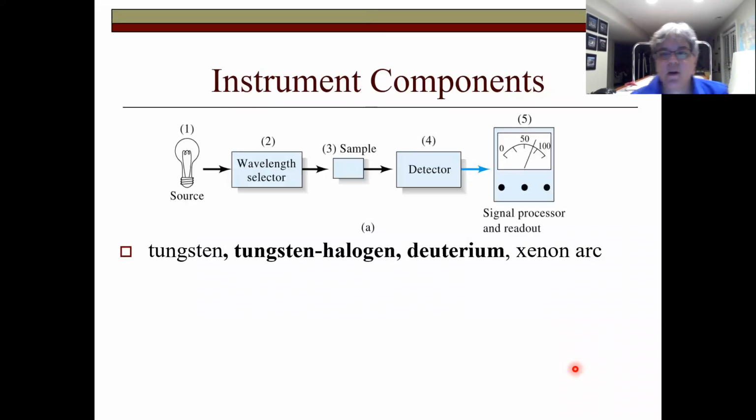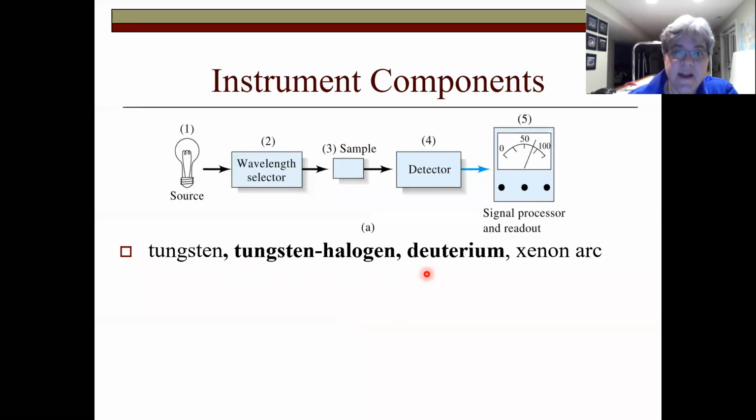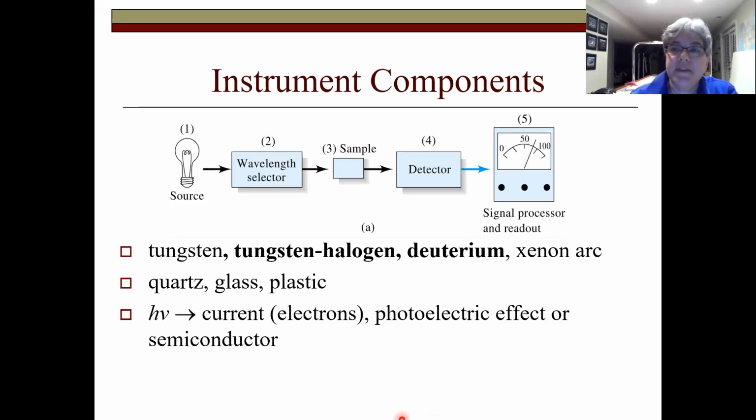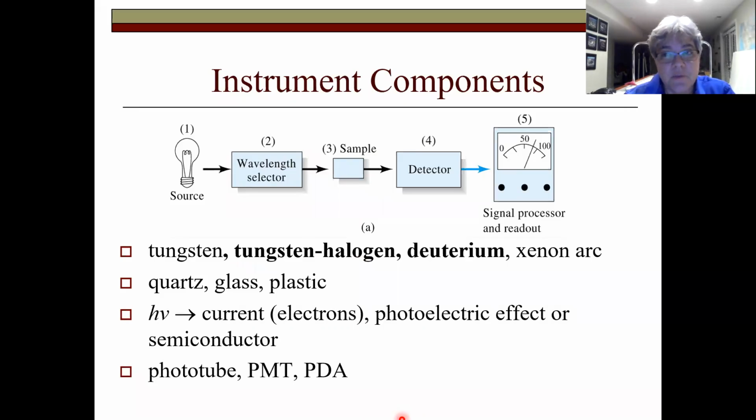All right, so we've looked at all of those. So just kind of to summarize the sources, the 2 most important, again, tungsten halogen and deuterium. Okay, we've talked about the sample holder. We talked about this in chapter 3. And then the detectors, the 3 most important for this kind of instrument, UV vis, molecular absorption, are these: phototube, PMT, and PDA. Okay, so PMT when you need really sensitive measurements, PDA when you need to get the whole spectrum at one time.